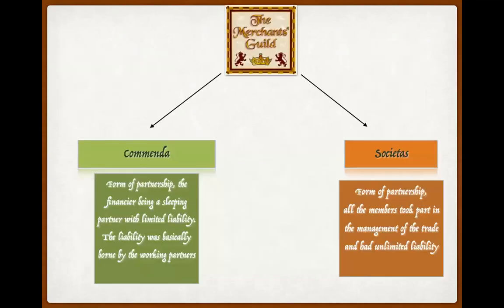Now, the merchant guilds, by their own virtue, had been divided into two separate forms. Firstly, the commenda and the societas. The commenda was a form of partnership. As we've seen, we have some idea of what a partnership is. This is a kind of partnership wherein the financer, the person who has infused much of the capital, was a sleeping partner. A sleeping partner means that he was not active in making any decisions whatsoever.